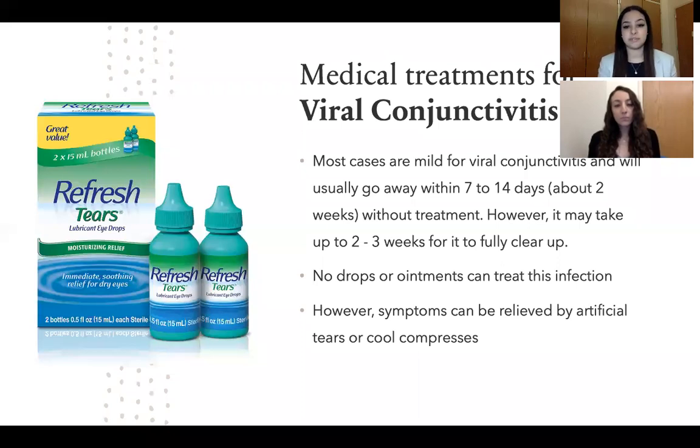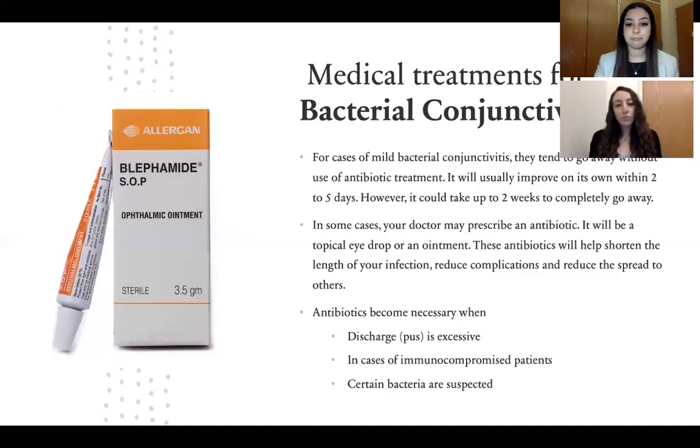Medical treatments for viral conjunctivitis. Most cases are mild and go away within a week or so. However, it may take up to 2 to 3 weeks to fully clear up. No drops or ointments can treat it. However, symptoms can be relieved by artificial tears or cool compresses.